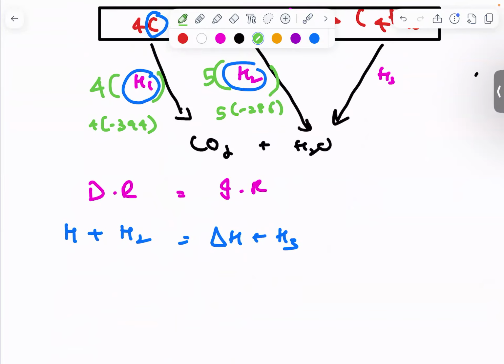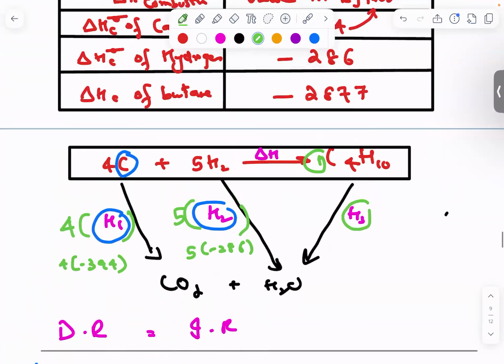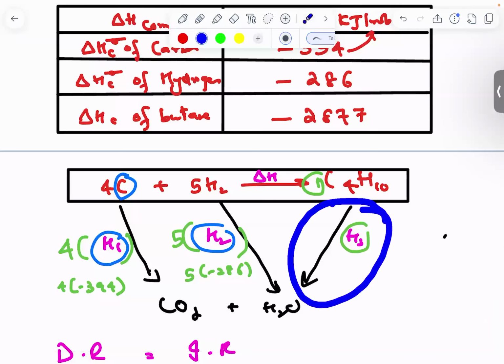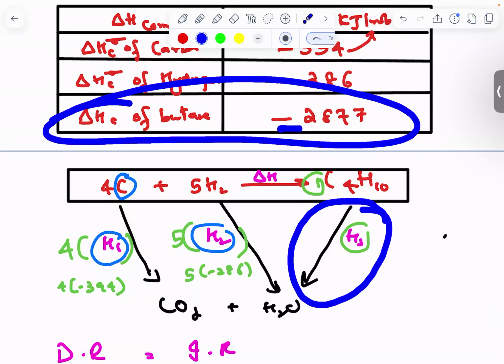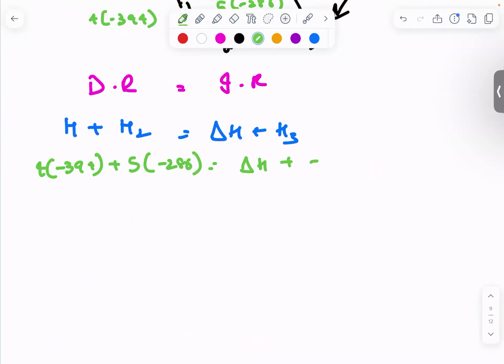So, should I write under H1, 4 into minus 394 plus 5 into minus 286 is equal to delta H plus H3? Because the coefficient with butane is 1, there is no need to multiply the value of H3. And what is H3? Combustion of butane, and the combustion of butane is minus 2877. So, this is equal to minus 2877.